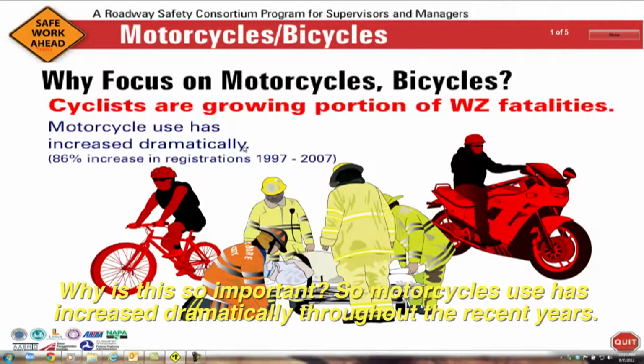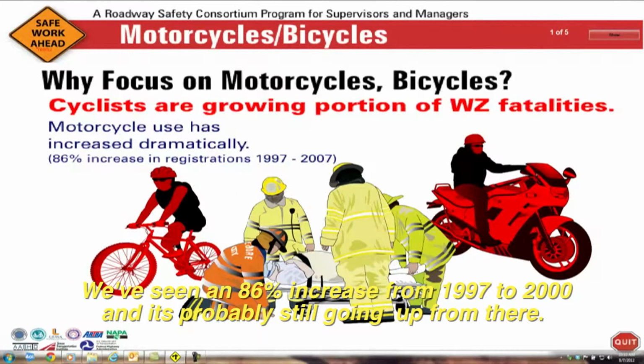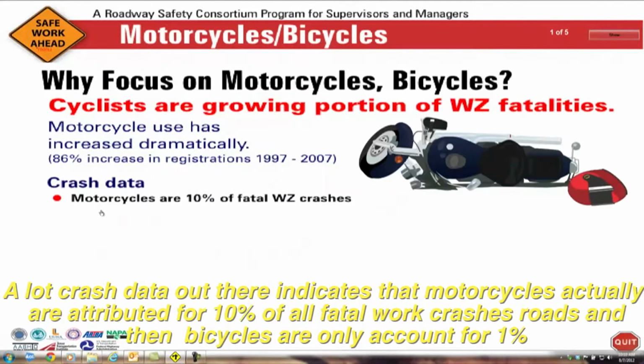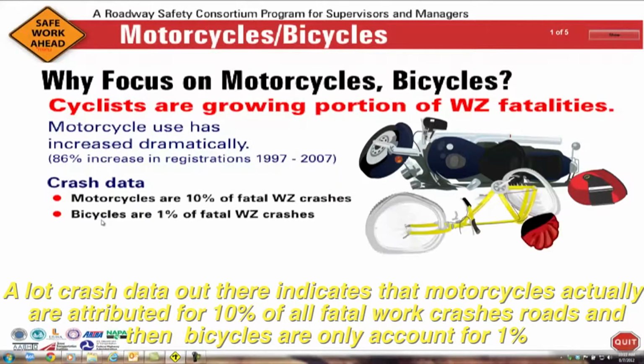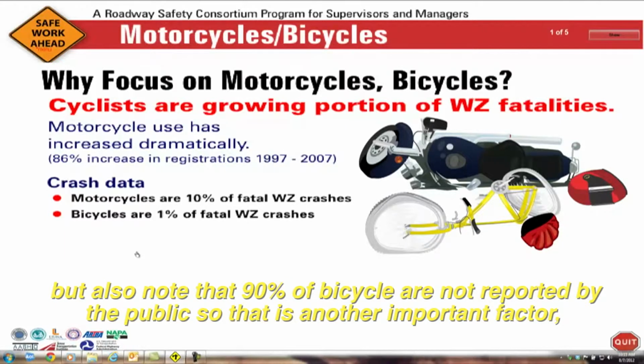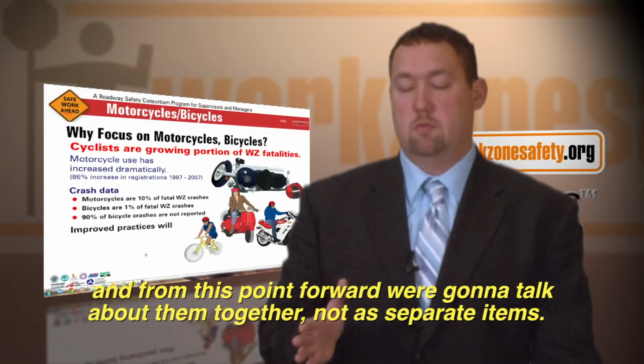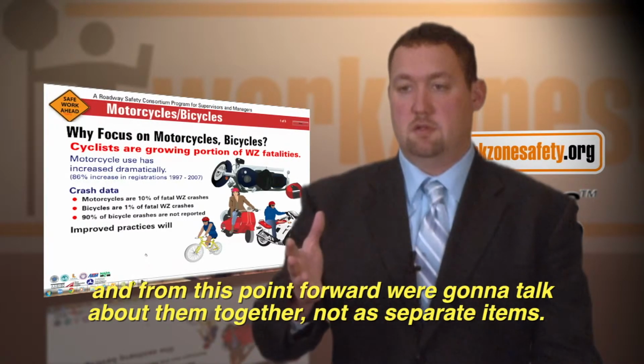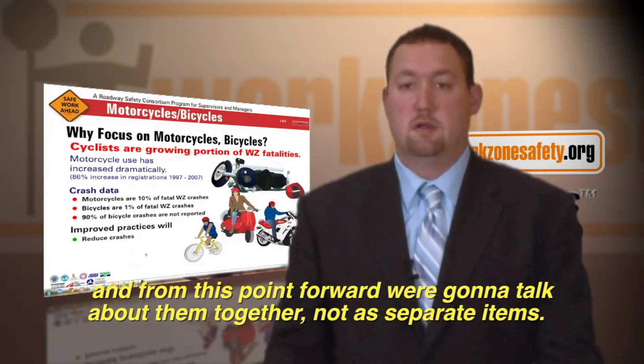Motorcycle use has increased dramatically throughout recent years. We've seen an 86% increase from 1997 to 2000, and it's probably still going up from there. A lot of crash data indicates that motorcycles account for 10% of all fatal crashes on roads. Bicycles account for only 1%, but note that 90% of bicycle crashes are not reported by the public. So that's another important factor. From this point forward, we're going to talk about them together, not as separate items.